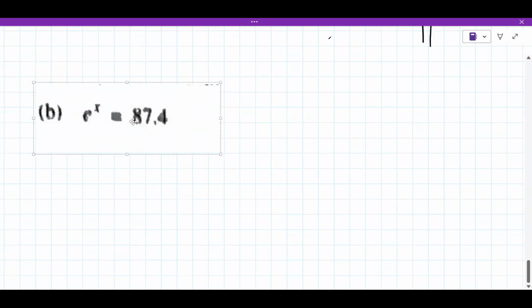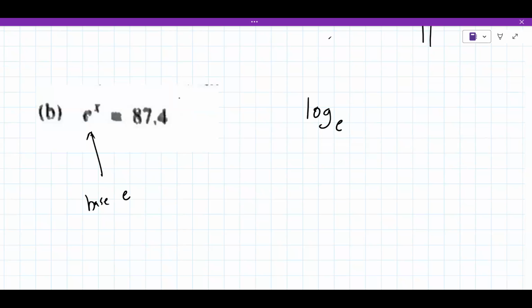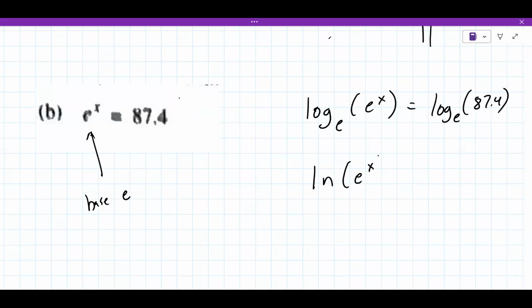Because you have a base that's an e, you undo it with log base e. Sorry, I have to take the log base e of both sides. The shorthand for this is ln. ln is log base e. It's easier to write.